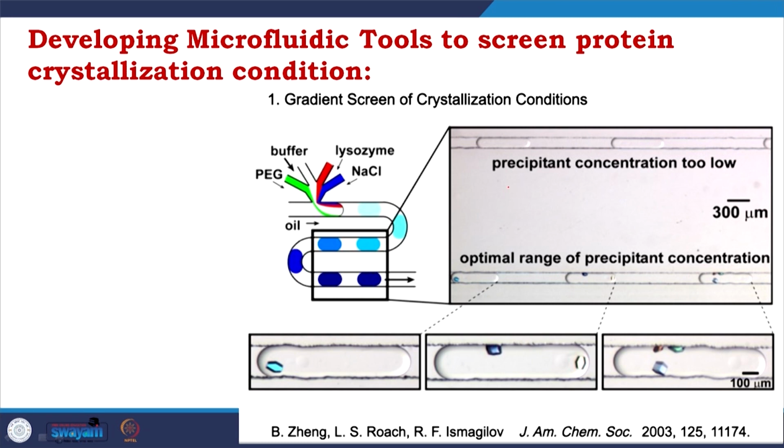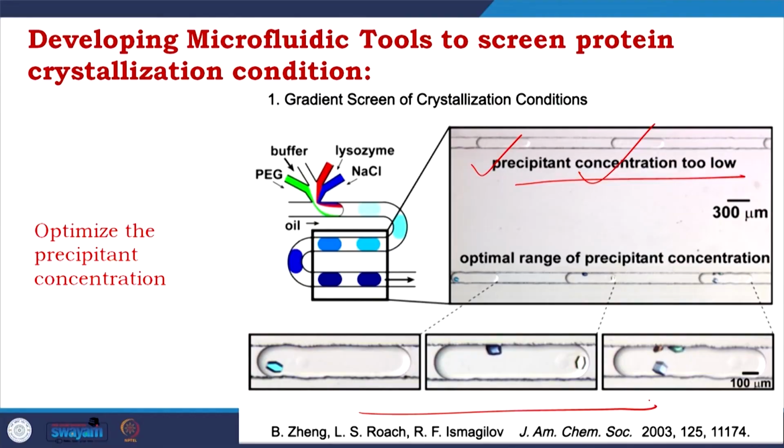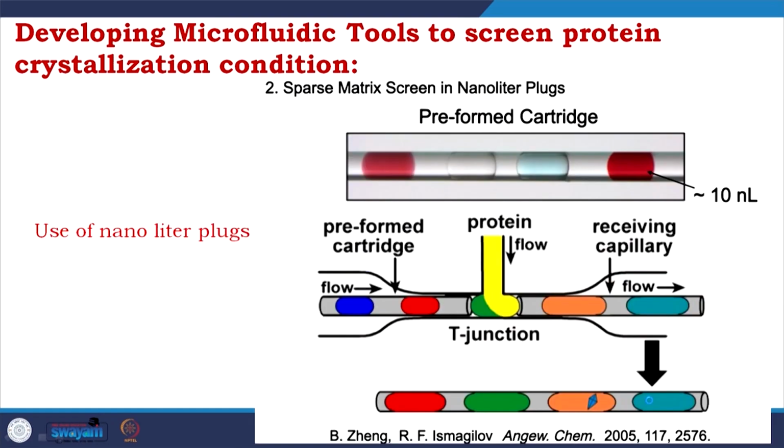The precipitant, so they are showing different droplets. In some droplets precipitants are too low, in some they are optimized because you get the crystal, and in some they are too much. So, in that way, sometimes you might use the correct precipitant, but you are not using the correct concentration. Here you could screen that. So, you could optimize the precipitant concentration using this tool.